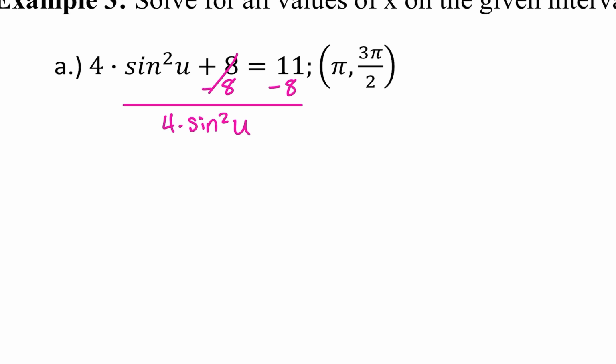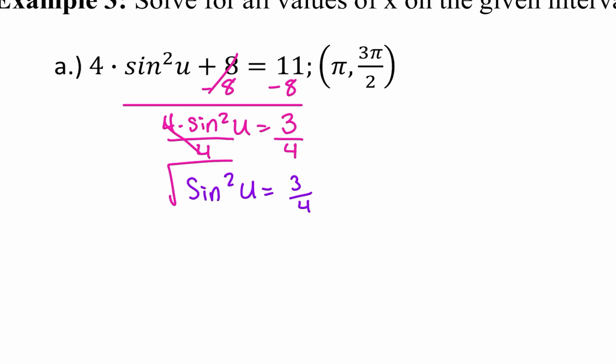We got to get sine by itself, so we're going to get rid of that 8 on both sides. I end up with 4 sine squared of u equals 11 minus 8, which is 3. And then we're going to need to divide this side by 4, divide this side by 4, cancel. Now we get sine squared of u equals 3/4.